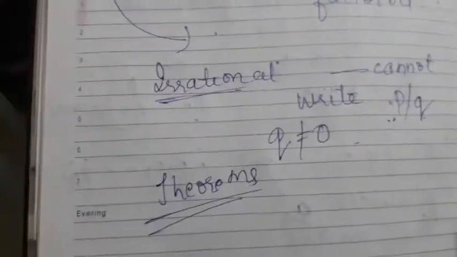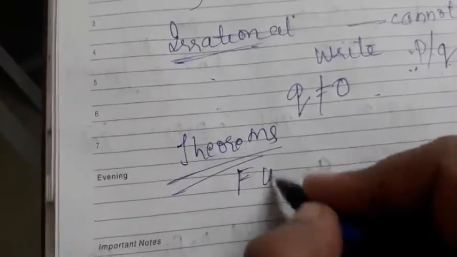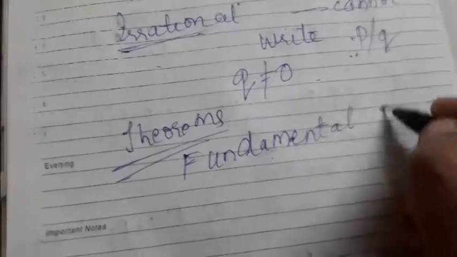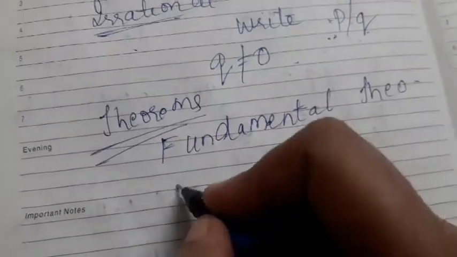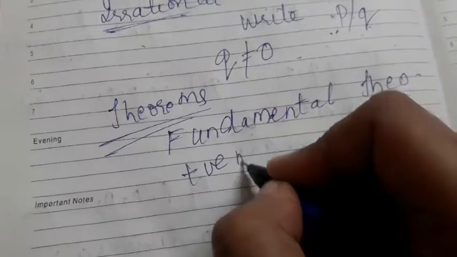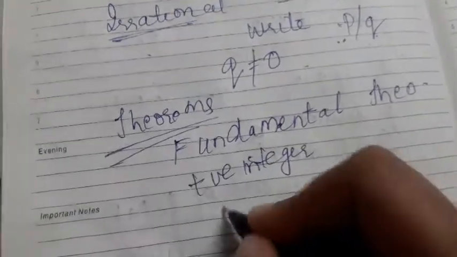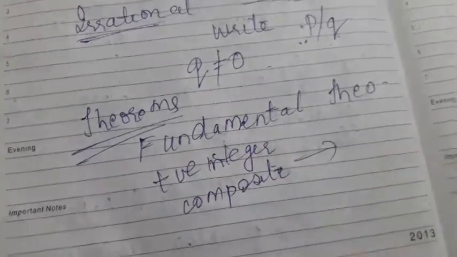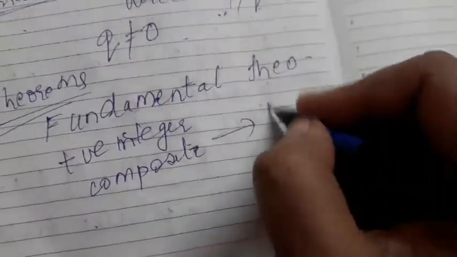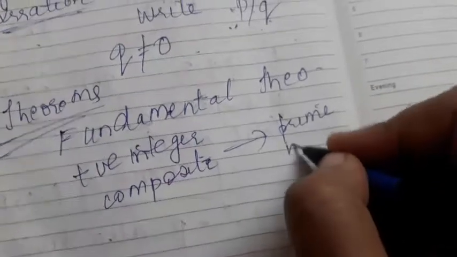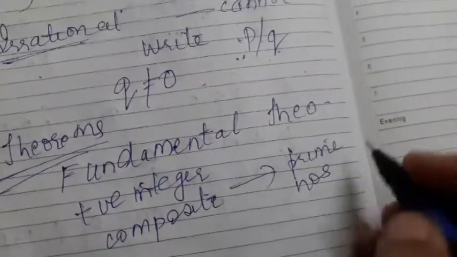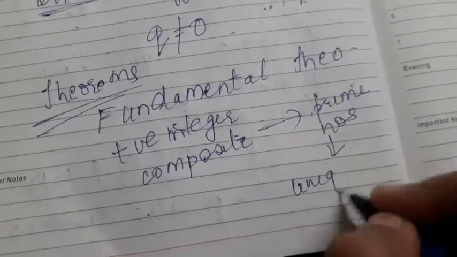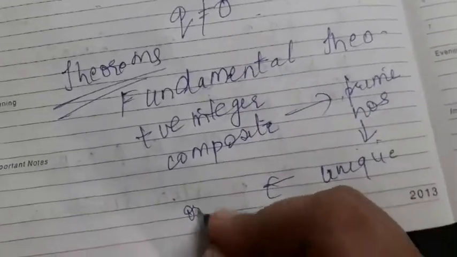But before actually starting with the theorems, I will first revise what the fundamental theorem is. What is a fundamental theorem? It says that any positive integer, composite, can be expressed in the form of the product of the prime numbers. And this factorization is unique except for the order of the factors.